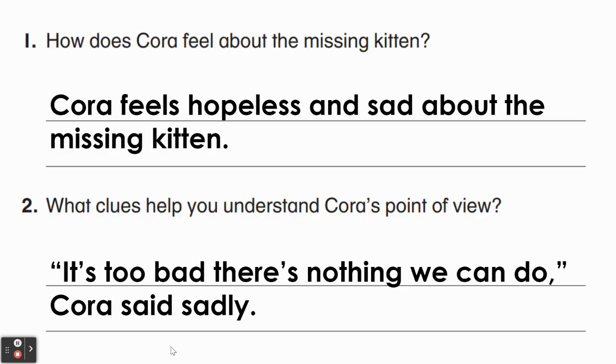So that was the clue. I'm going to write the exact quote from the story on the line as my clue. The sentence that told us how Cora was feeling or what Cora's point of view was, it's too bad there's nothing we can do, Cora said sadly. So second graders, be careful and notice that when you are writing down your answer that you do include the quotation marks correctly to show that Cora was speaking.